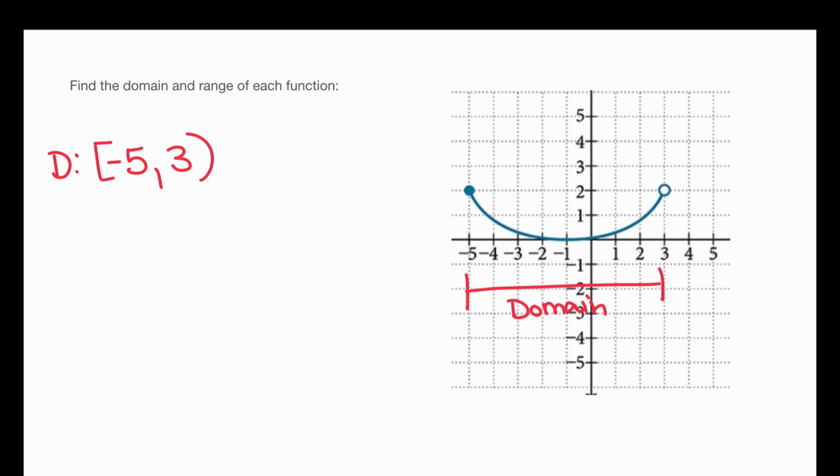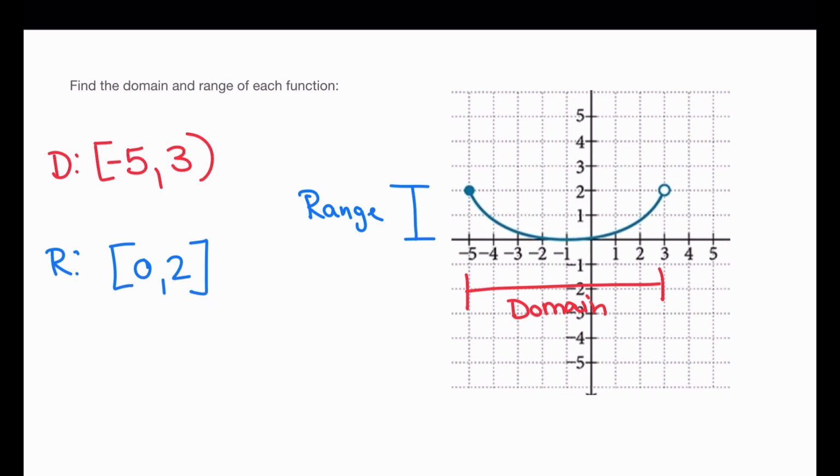Now the range would be the y values. To find the range, I'm going to read the graph from the bottom to the top. The lowest point on this graph is at y equals 0. There's no points below y equals 0. And the highest point on this graph is at y equals 2. There is a closed circle at y equals 2. It doesn't matter that there's an open circle over here. There's at least one closed circle at y equals 2. So my range would be 0 to 2, including both the 0 and the 2.